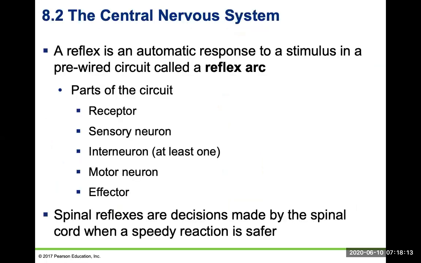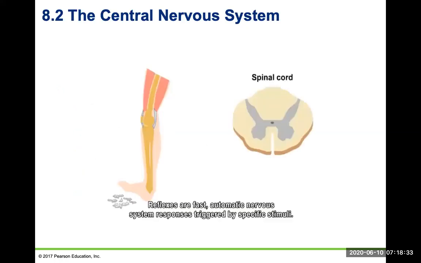A reflex is an autonomic response to a stimulus in a pre-wired circuit called a reflex arc. It'll have a receptor, a sensory neuron, an interneuron, a motor neuron, and an effector. And spinal reflexes are decisions made by the spinal cord without traveling up to the brain when a speedy reaction is safer. So this is a great look at reflexes that I would encourage you to watch.